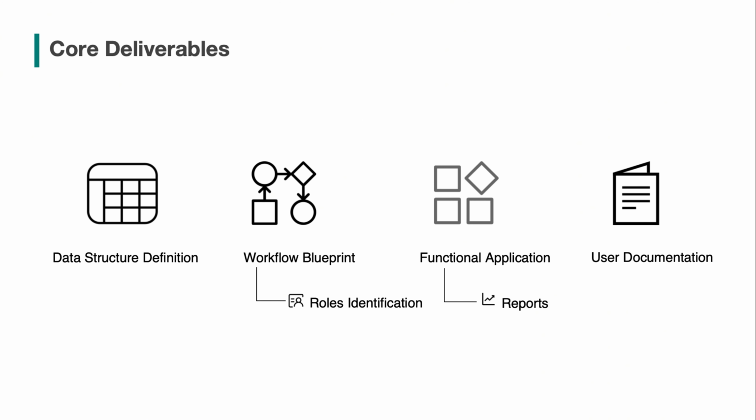The first two deliverables, data structure and workflow blueprint, are intermediate outputs representing the planning phase. Data objects form the backbone of the information architecture, while workflows define how teams collaborate across functions. Beyond these, the most critical deliverable is the functional application itself. In the context of HAP, this refers to the application system built on the HAP platform. To ensure its effective use, comprehensive user documentation is also essential. Together, these four outputs constitute the full scope of our project.